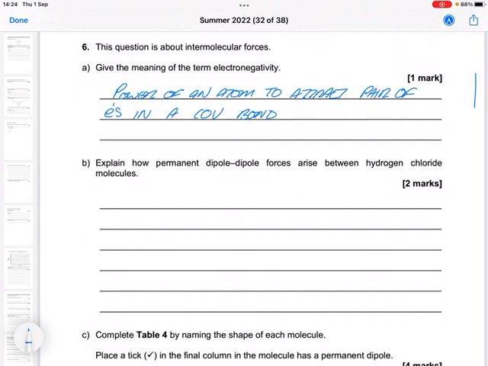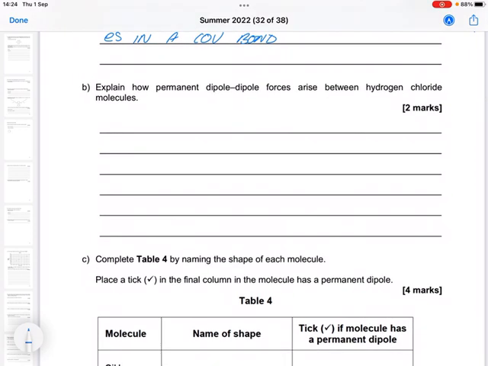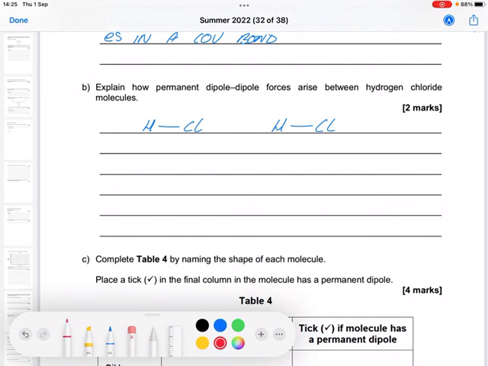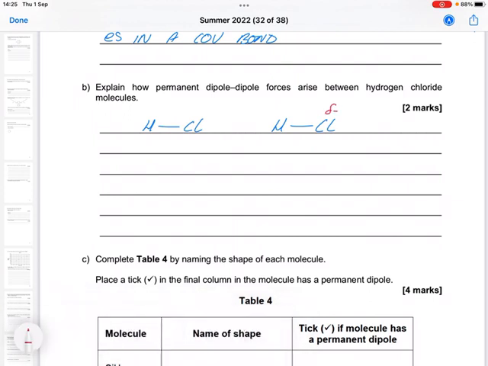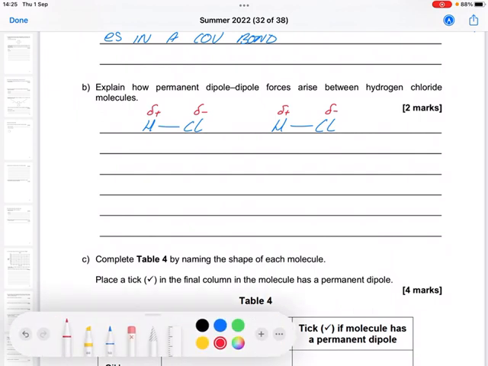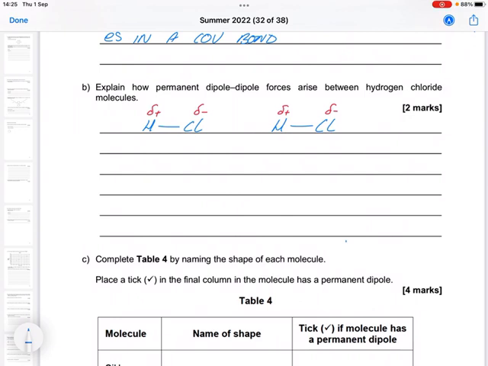Okay, so B, explain how permanent dipole-dipole forces arise between hydrogen chloride molecules. Okay, I will draw a diagram here. So HCl, it's the forces of attraction that exist between them. So chlorine is in the furthest top right, which means the dipoles are going to be like this. And then in terms of an explanation, so 2 marks for this. So we need to state that they have different electronegativities.